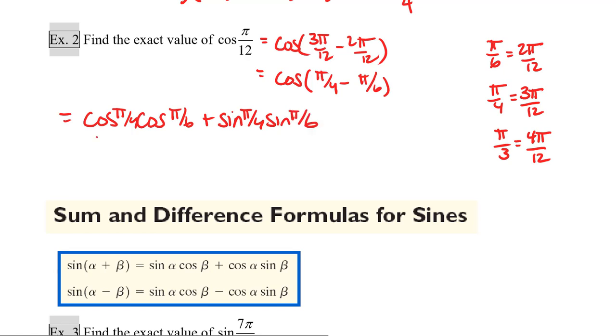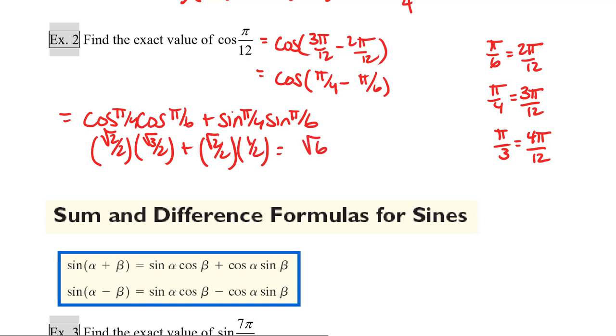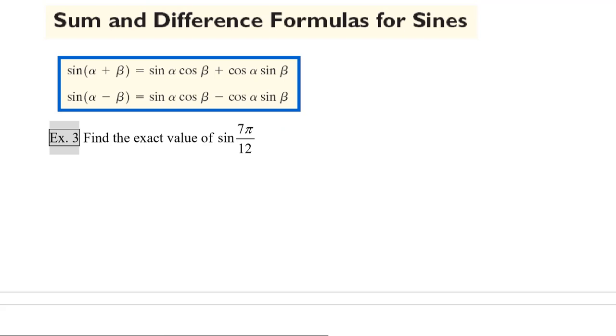I'll get these values from my unit circle. The cosine of pi over 4 is root 2 over 2. The cosine of pi over 6 is the square root of 3 over 2. Sine of pi over 4 is root 2 over 2. Sine of pi over 6 is 1/2, and this simplifies into the square root of 6 plus the square root of 2 over 4. Example 3, find the exact value of sine of 7 pi over 12.